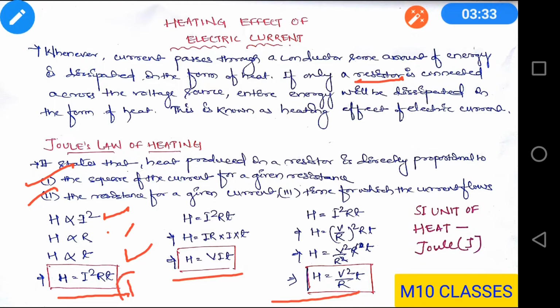Number one, H equals I square RT. Number two, VIT. Number three, V square T by R. And what is the SI unit of heat? It's Joule.